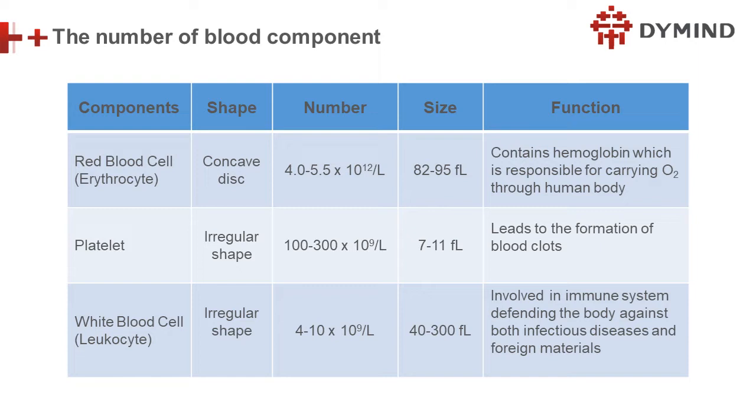Okay, volume means quantity. So you can see the number of the blood component. Firstly, is the red blood cell. The shape is concave disc. And the number is the biggest. You can see the unit. In 1 liter, this means 1 liter of blood, the quantity. The normal range is from 4.0 to 5.5, and the unit is huge. You can see the unit is huge compared to the platelet and compared to the white blood cell. So you can see this is a lot.